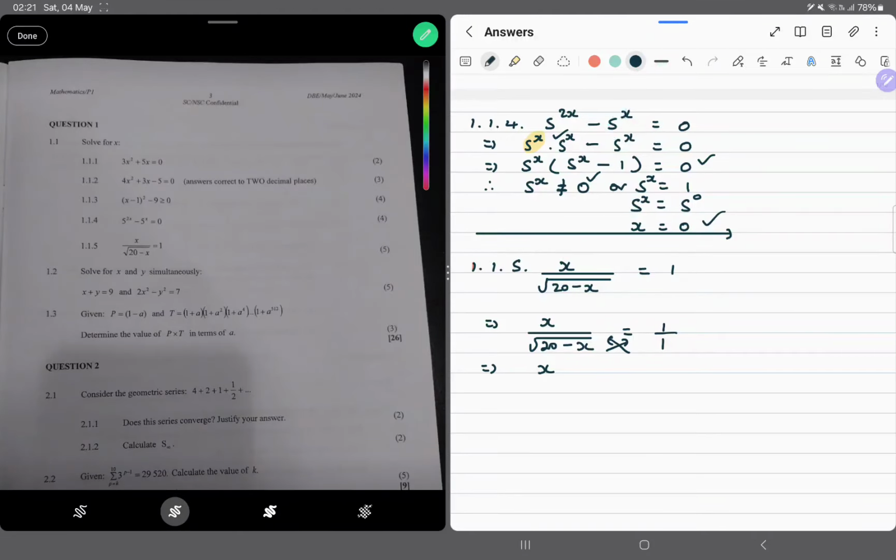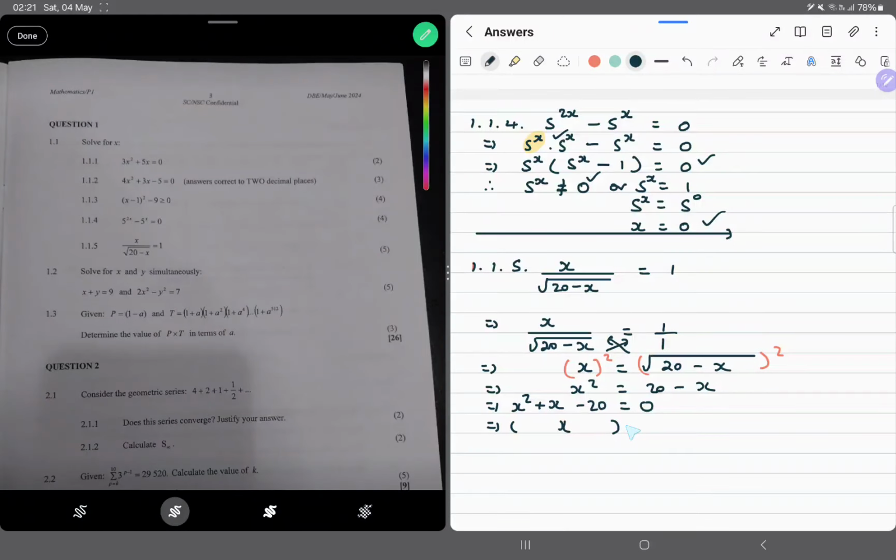This tells us that x is going to be the square root of 20 minus x. Here we do reverse operations because we're trying to reverse the square root sign. This gives us x squared is equal to 20 minus x. Then we put this in standard format. It's going to be x squared plus x minus 20 is equal to 0.